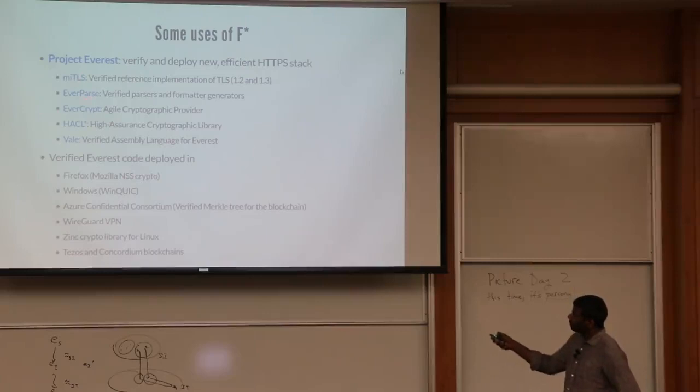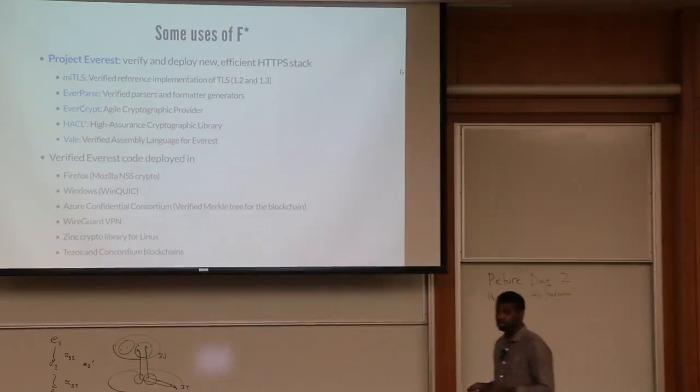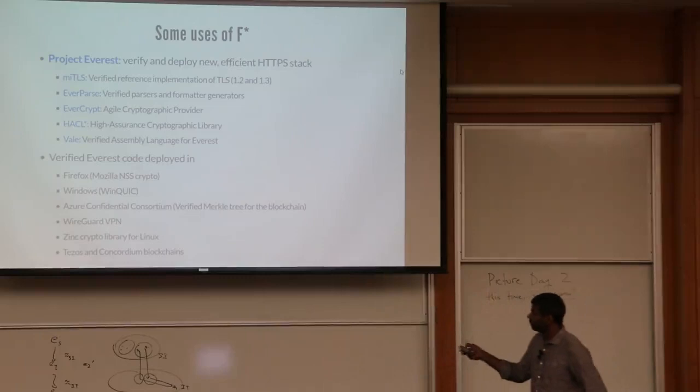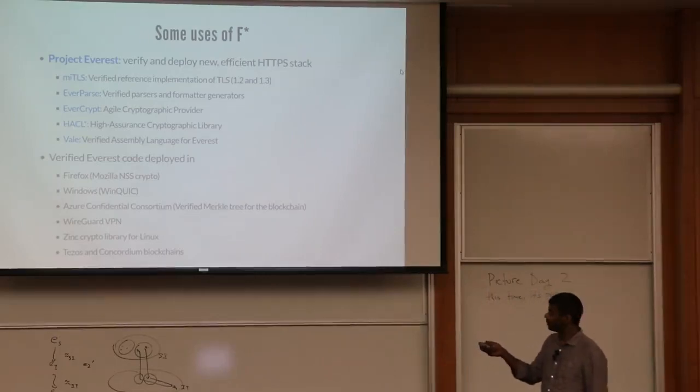Several pieces of our verified code are deployed in production in several places. If you're running Firefox these days, you're using our crypto to negotiate TLS connections. Windows uses our crypto for a new protocol called QUIC that's coming up. The Linux kernel has a library called Zinc, which is going to be the default crypto provider in the Linux kernel. That uses our verified crypto, as well as some others. Adam Chlipala's group at MIT is also contributing to Zinc.